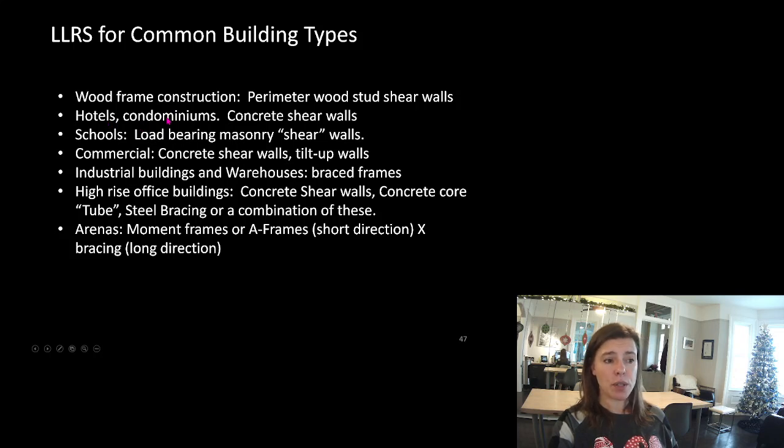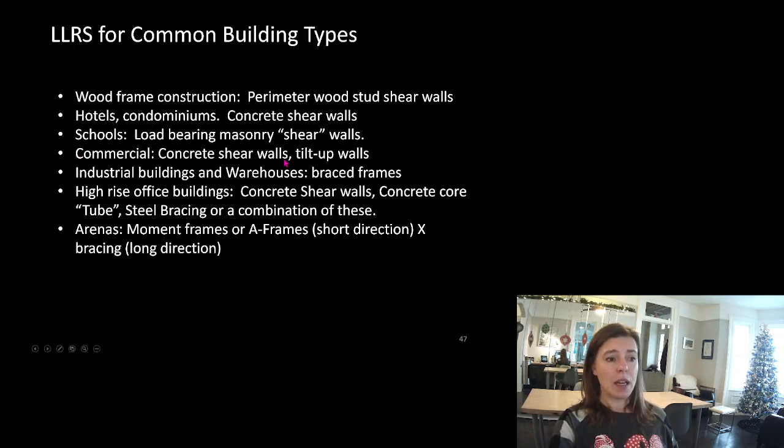Hotels and condos are almost always concrete, so a concrete shear wall is going to be the common thing for them. Again, they might end up being a steel building, but they probably still have a concrete core. Schools: load-bearing masonry shear walls tend to be pretty common. Schools usually only tend to be two stories high, and that's probably the last holdout of masonry construction that I've seen.